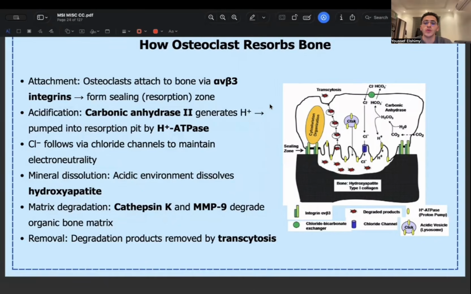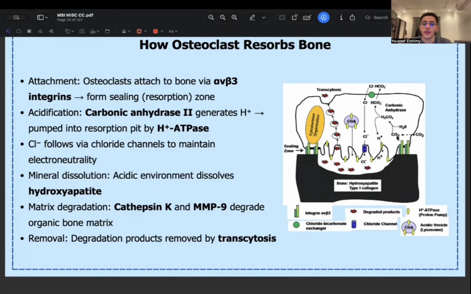Okay, so once we have osteoclasts being activated, what happens? How does bone resorption happen? So first thing is attachment happens. The osteoclasts attach to the bone by the alpha-V beta-3 integrins. So these are the alpha-V beta-3 integrins that help in attachment. And this forms the sealing or the resorption zone. So this is basically the construction or the working area for the osteoclasts.